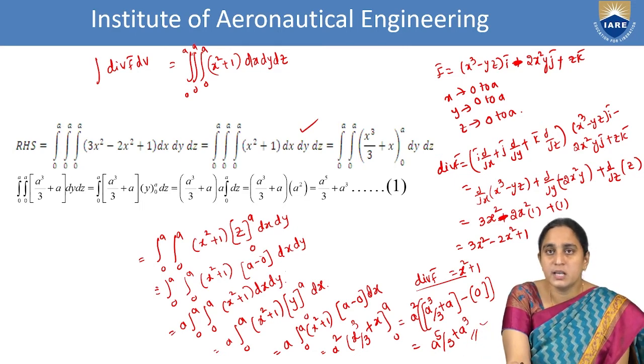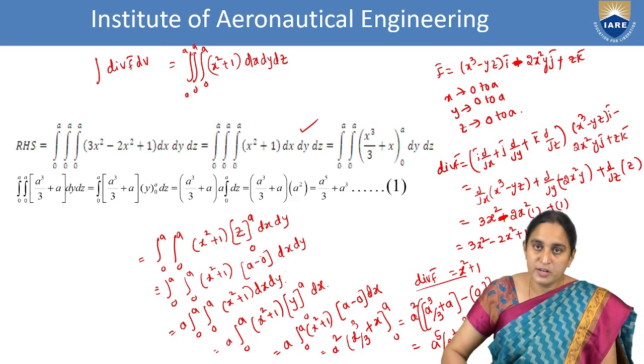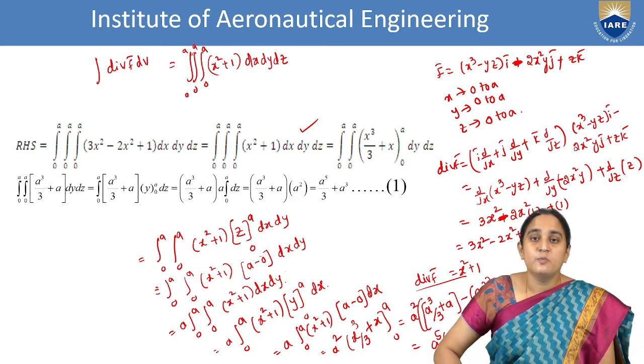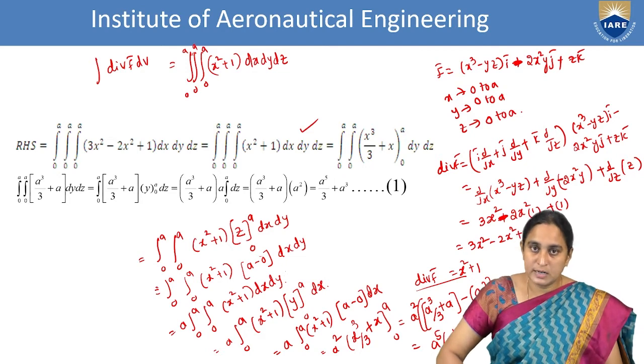Let us take the final answer after the integration with respect to x, y, z, and assume that as the first equation. Therefore, from the Gauss Divergence Theorem RHS part, integral divergence of f bar dv is equal to how much? A power 5 by 3 plus a cube. This is the first part of the theorem. Next, I'll verify the LHS part corresponding to the question conditions.